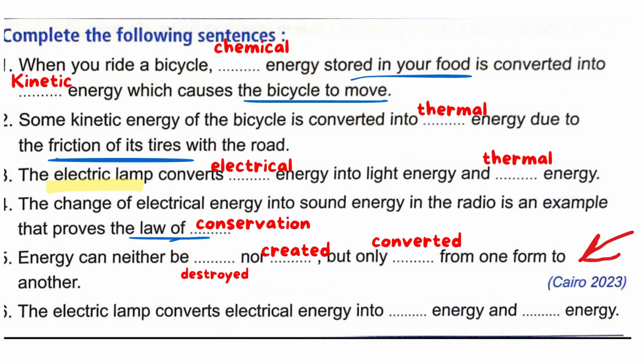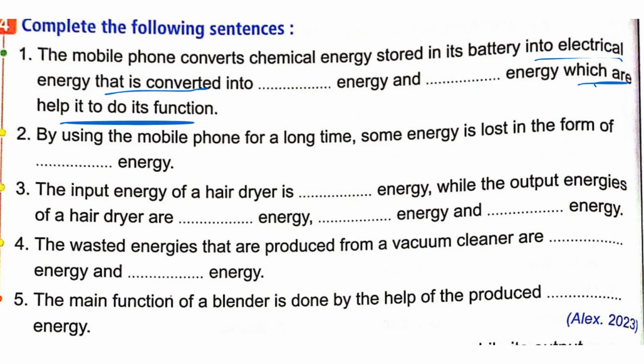Here we have the electric lamp converts electrical energy into, we know this question, light energy and thermal energy. Even if it asks you about the produced energy, as here light and thermal, or asks you about the used energy, which is the electrical energy. Okay, good, junior 4 students, and now we have the last page in the complete the following sentences.